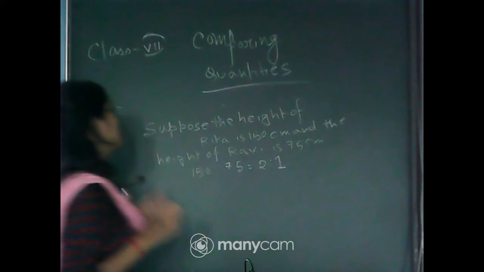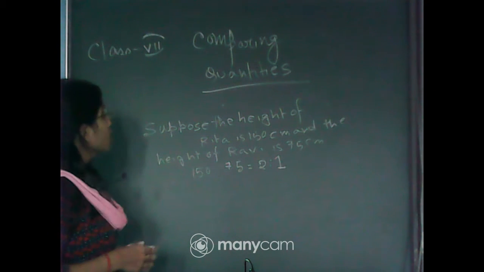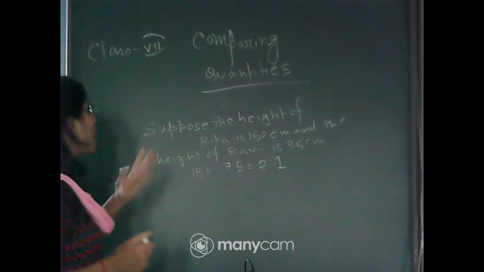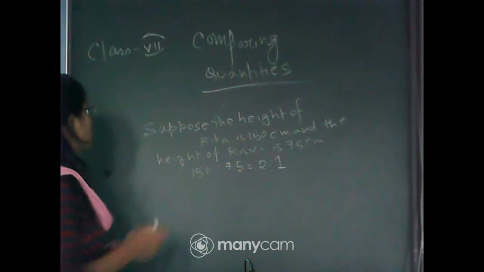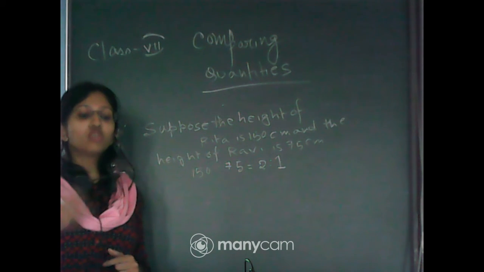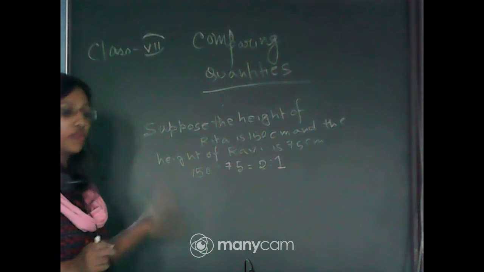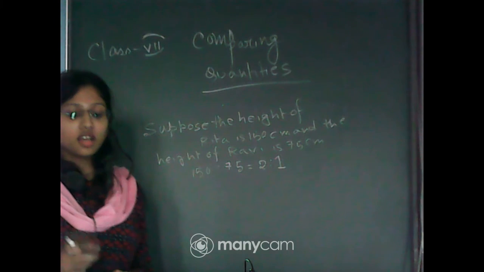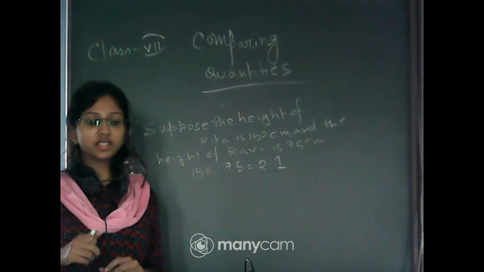Therefore, we can see that Rita is 2 times taller than Ruby. In another way, we can say that Ruby's height is half of Rita's height, isn't it? That is, we make a comparison. Therefore, ratio is a way of comparing two quantities.